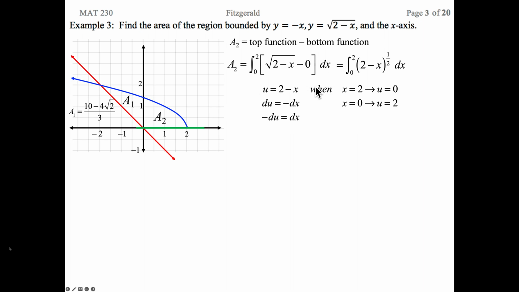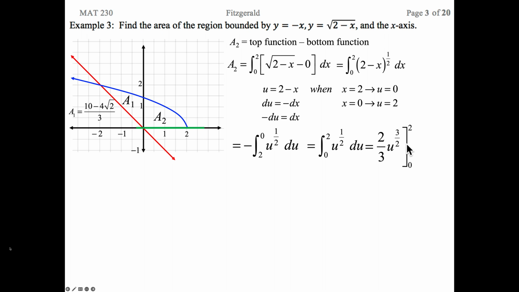All right, same rule for the bounds. Plug in the 2. 2 minus 2 is 0. Plug in a 0. 2 minus 0 is 2. Rewrite it. Okay, my bounds are backwards again. Flip them, makes it a positive. Integrate u to the 1/2 was u to the 3/2. Then we multiplied it by 2/3.